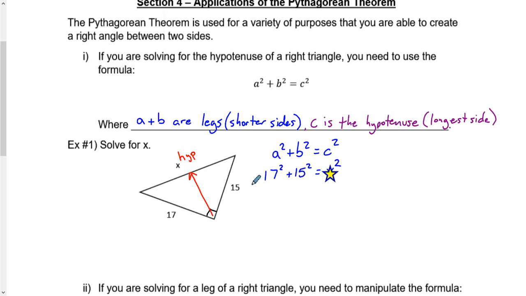Now, 17 squared should be 289. Let me just use my calculator to double check. Pretty good, but sometimes my math does go wrong. 15 squared, I can do that one in my sleep. It's 225. And that would equal our unknown squared. So I'm using x, but you can use whatever you need to.